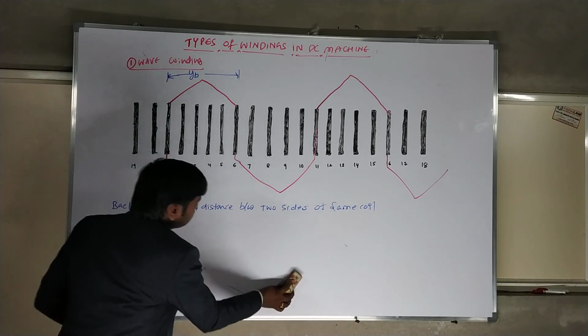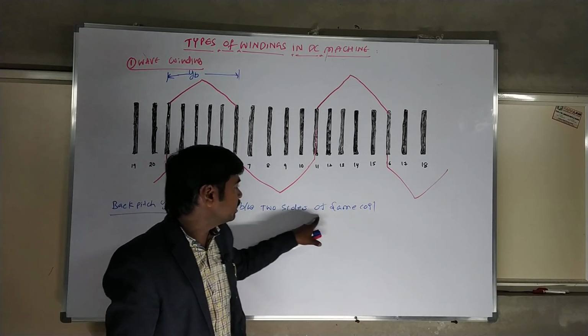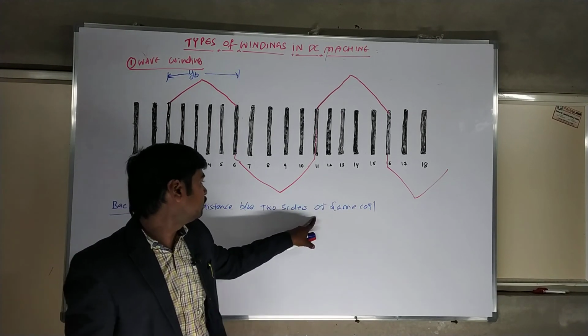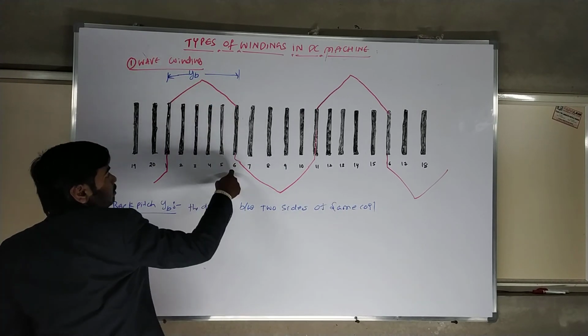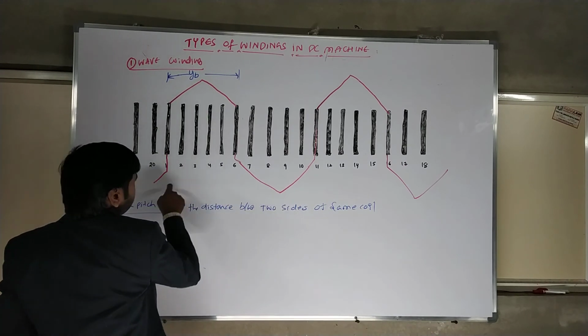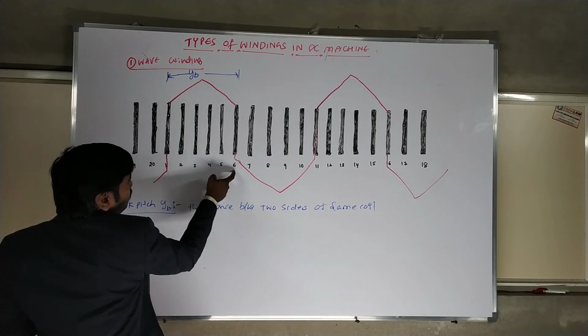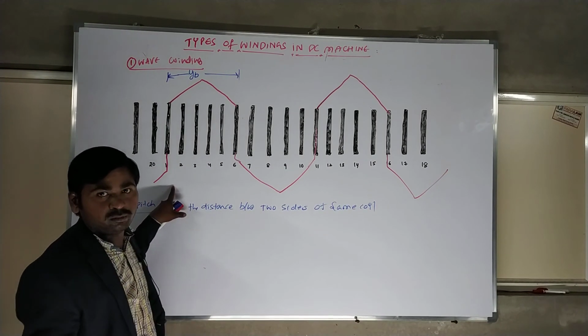That's why I am telling you, I wrote the definition to understand very clearly. The back pitch is the distance between the two coil sides of the same coil. So this is one coil. Inside one coil, the distance between two sides of the same coil. From here to here, how much distance is there? 6 minus 1, 5 slots will be there.